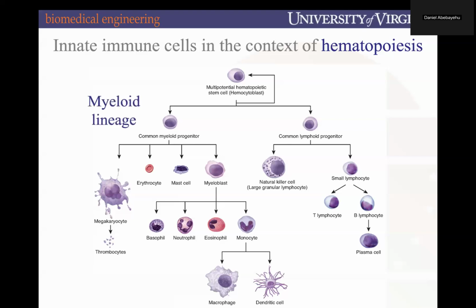So we have our myeloid lineage, that's our innate immune system, and the cells that are indicated here are some of the main cells that constitute our cells of the innate immune system.